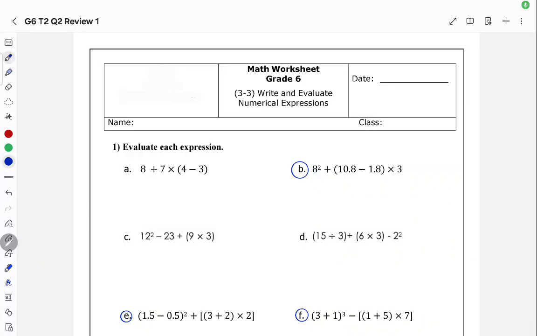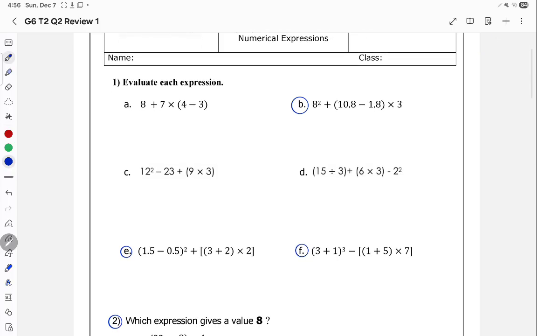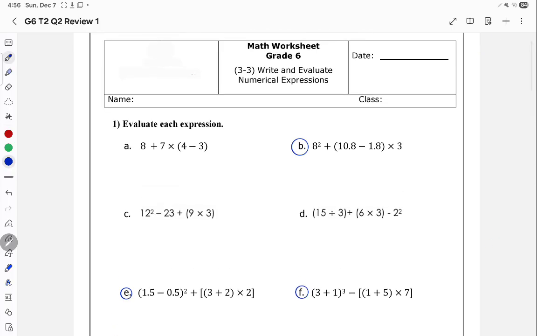Write and evaluate numerical expressions. So there are some questions related to numerical expressions we are asked to evaluate. Whenever they say evaluate, we need to find the answer. We need to add, subtract, multiply, divide, whatever it is, and find the one single answer.